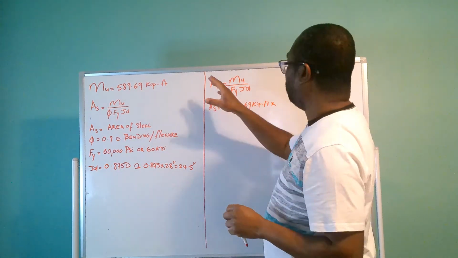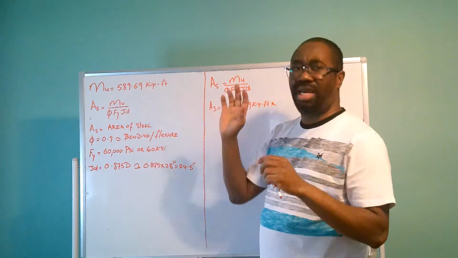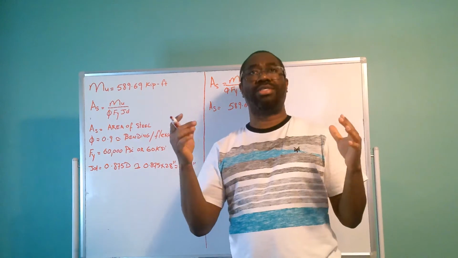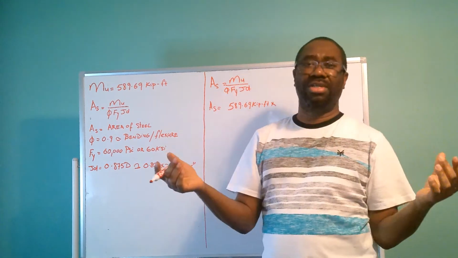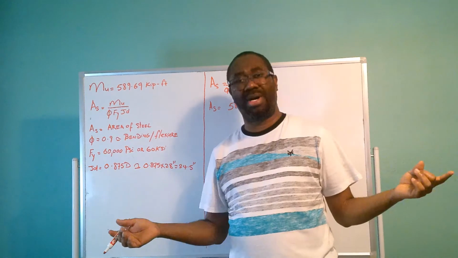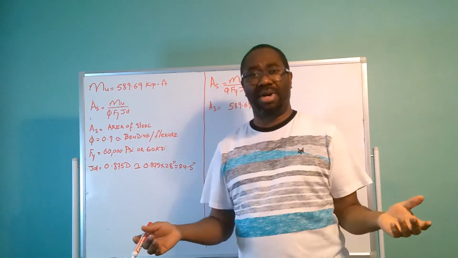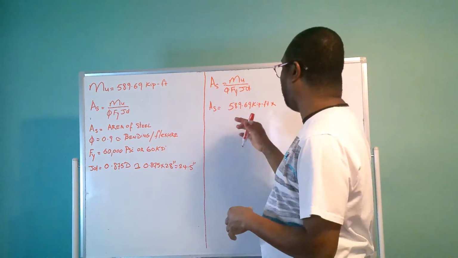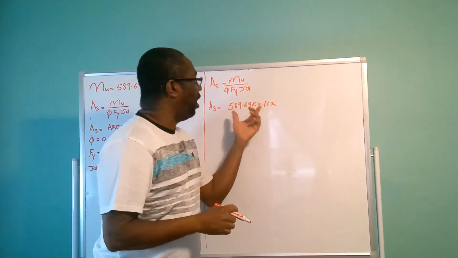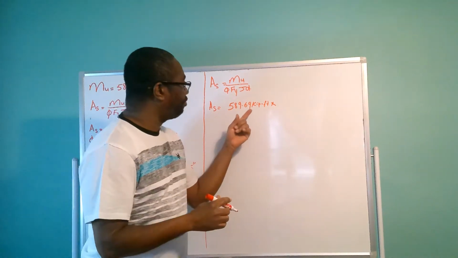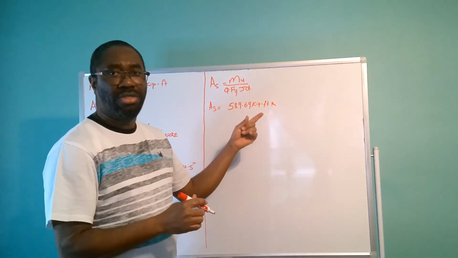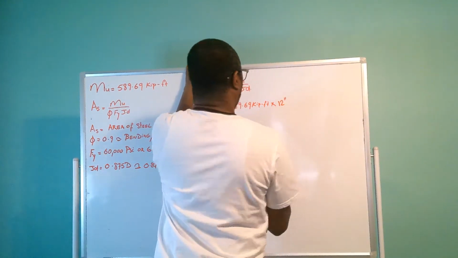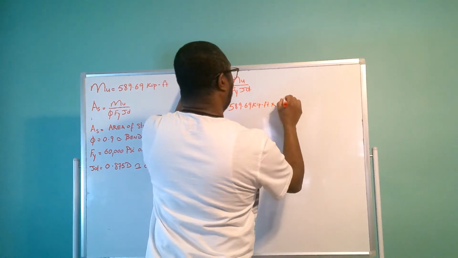Now we have to bring this kip-foot to kip-inch, because we are going to work out our area of steel, and you know our area of steel, we have different sizes of bars in inches. We have half-inch bar, we have 3/4 inch bar, we have 1 inch bar, and we have 5/8 inch bar. So we merely convert our moment to inches. So to bring this 589.69 foot to inches, we multiply by 12.